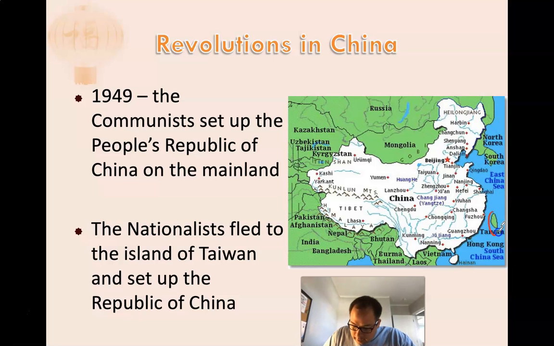And this is an island here that China still claims as their territory, but then we're also allied with Taiwan, and we tend to support their cause for independence from China.